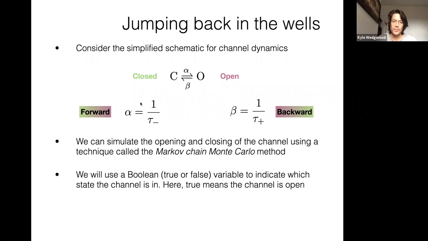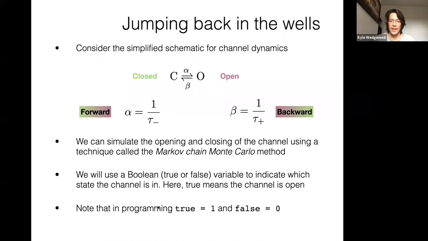And so the variable now in our system, remember the variables before were things like concentrations or positions. Our variable now is essentially a true or false variable. So the true or false are mapped directly onto the channel being closed and open. I'm going to take true to be open and false to be closed. And in programming languages, true and false actually equate to integer values. So true maps to 1 and false maps to 0.